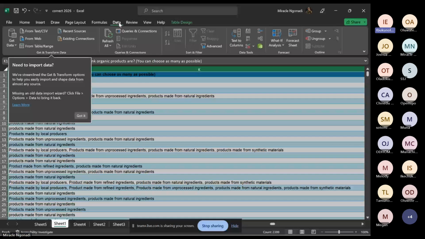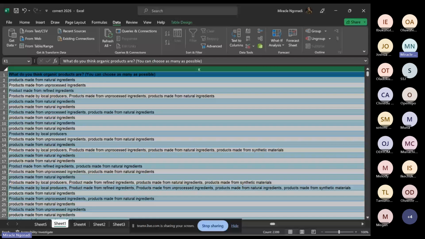Sir, there's text to column at the middle. Sir? Yes, just hold on. Take it easy. You are under the data tab now, right? Look at the options that are there. They are called ribbon. So take a look at it. You'll see text to column there. Just look at it. Did you find text to column?